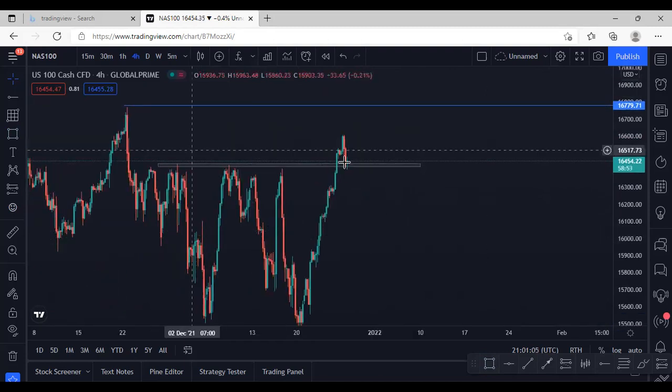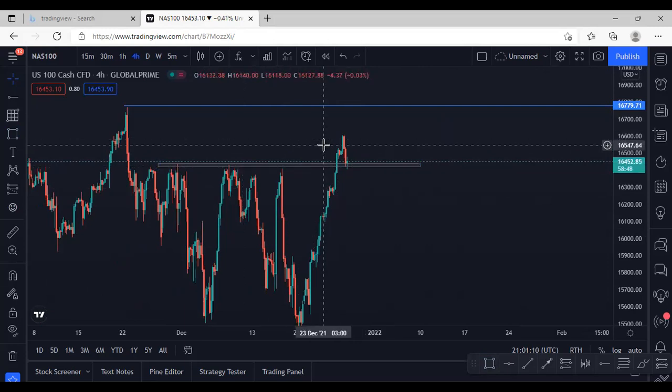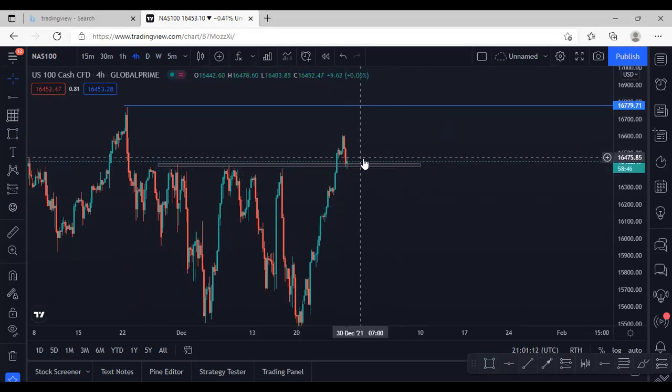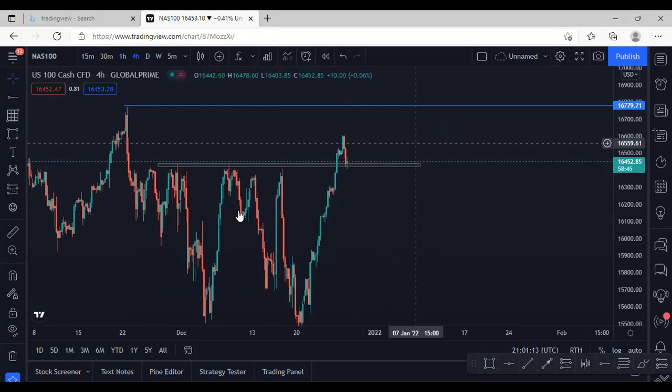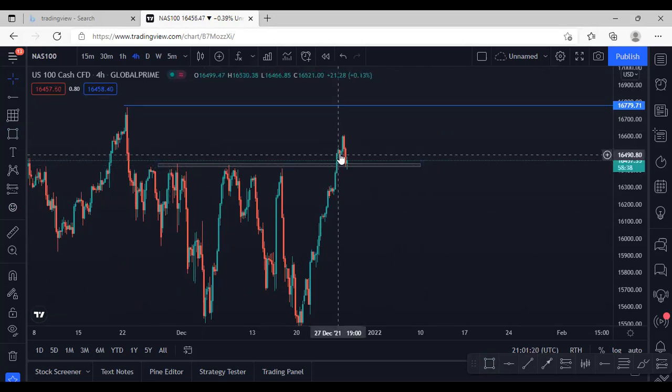But as I'm saying, guys, as you can see right here, the market broke out the resistance level right here, and it's coming back to retest the resistance. So most of the times, most of the traders, what they do is they enter a trade immediately after the resistance or a specific level is broken.